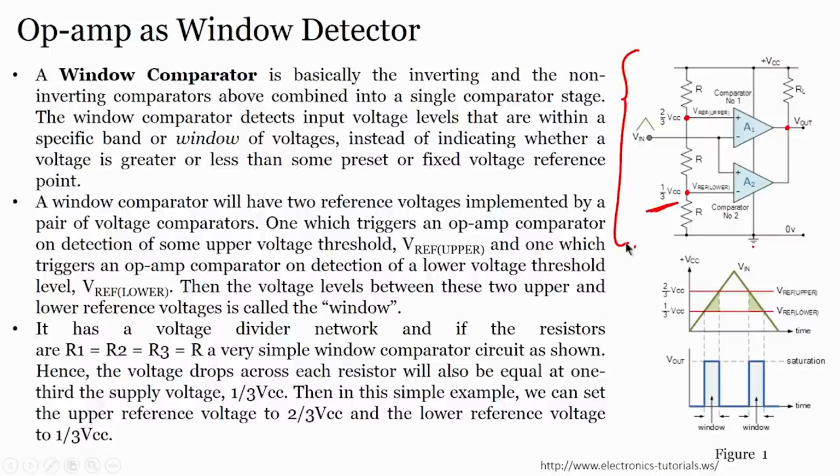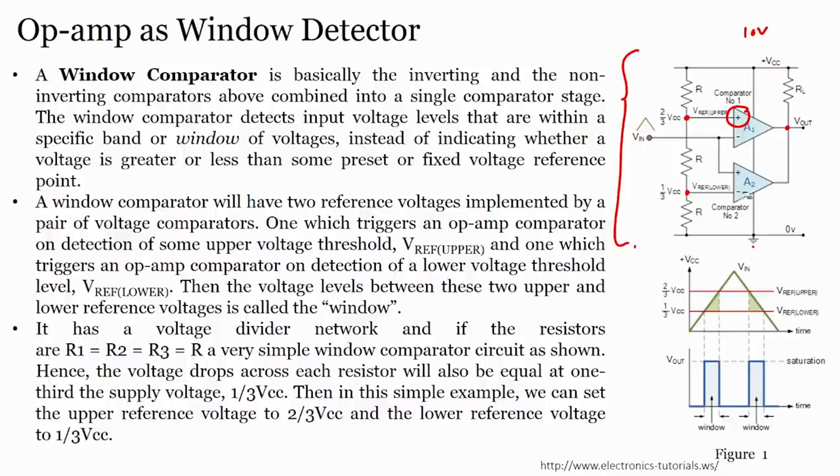So, this much is easy. We are applying a 2 by 3 of VCC voltage. Suppose VCC is 10 volts, then it is 2 by 3 of 10 volts. If VCC is 15 volts, then 2 by 3 of 15 volts. That much voltage is a constant voltage we are applying to the non-inverting terminal here, and a constant voltage to the inverting terminal there.